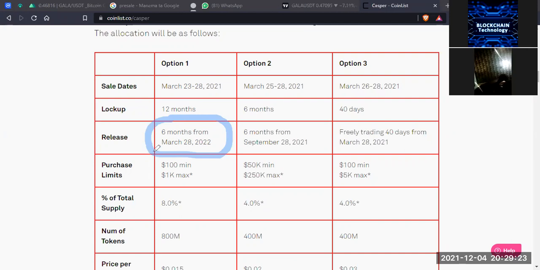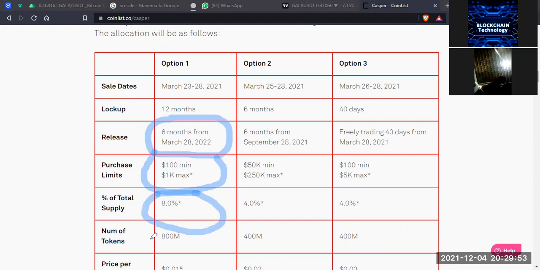That's monthly. And then these are the purchase limits. This is the minimum you can get, $100. And then the maximum you can get for this token is $1,000. The minimum is $100. The maximum is $1,000. Also, this is a total percentage of supply, 8%. You might not understand this for now, but with subsequent videos, you'll get to understand it.